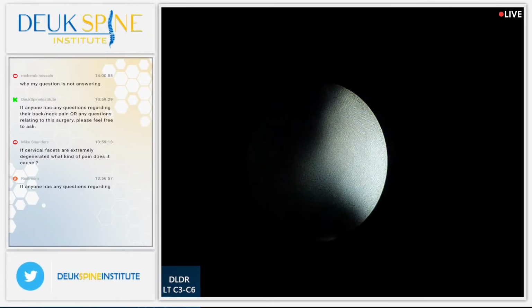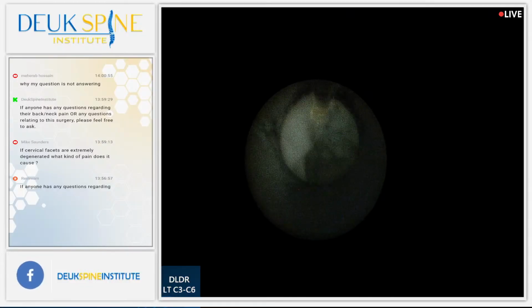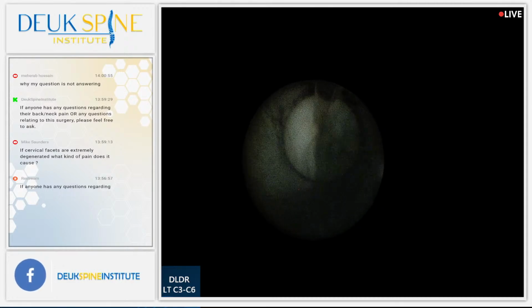We need that irrigation pushing these fragments out. Otherwise, they block my view and they accumulate in the tube, and it's not good.